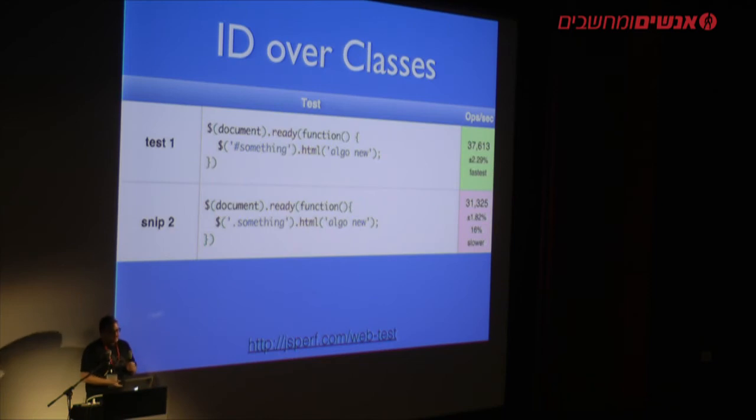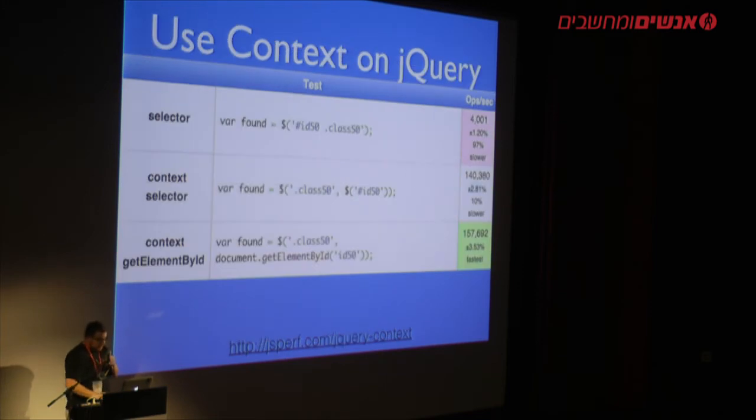Use ID over classes. That will be faster than classes in your JavaScript selectors. I found this thing, JSPerf, to do these benchmarkings. It's super cool. You can find the real test on that link. You can also use context in your jQuery selector, and that will be faster.